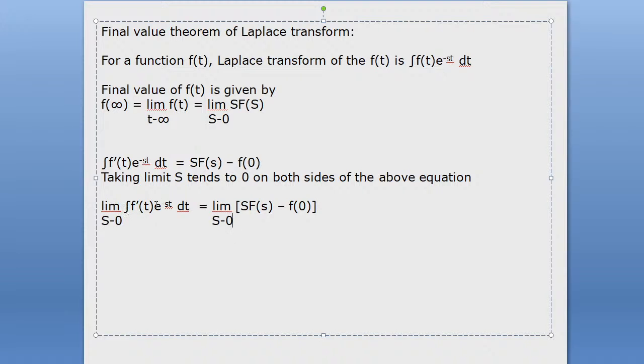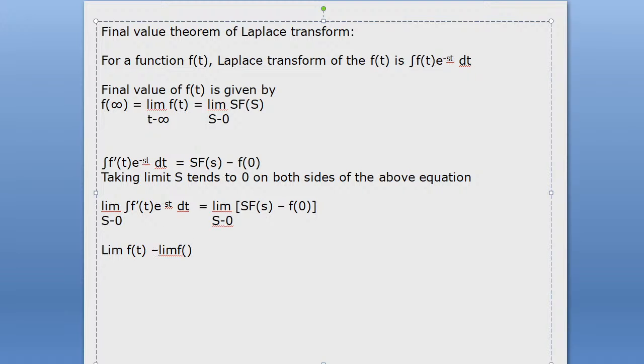For this integration the limits are 0 to infinity. So you will get the limit t tends to infinity of f of t minus the limit t tends to 0 of f of t. The terms on both sides cancel out. So you write here the limit of f of t minus the limit of f of t, and here you write t tends to 0 and here you write t tends to infinity.